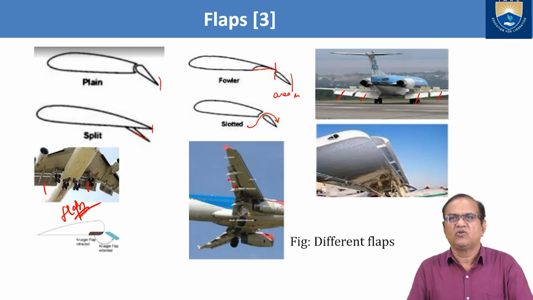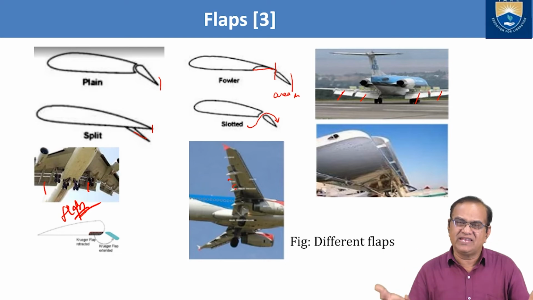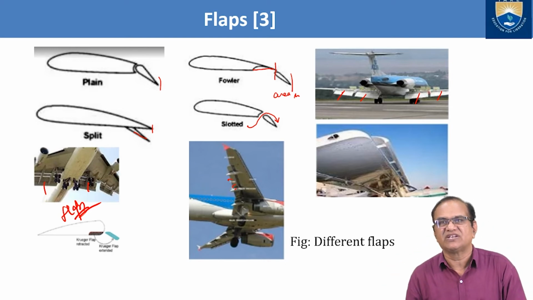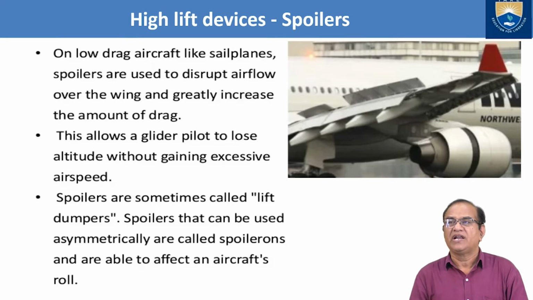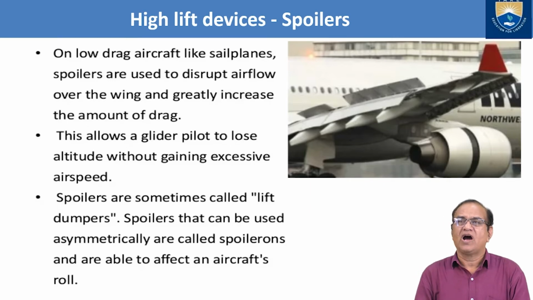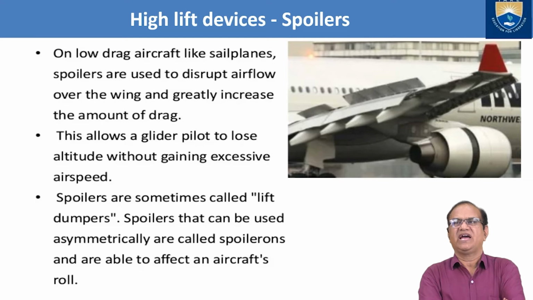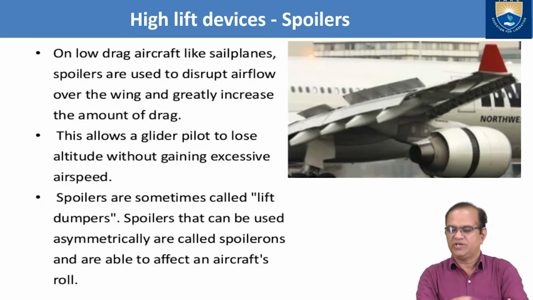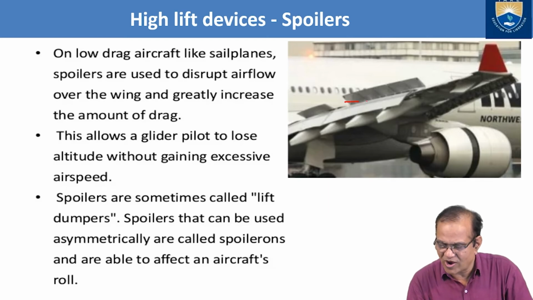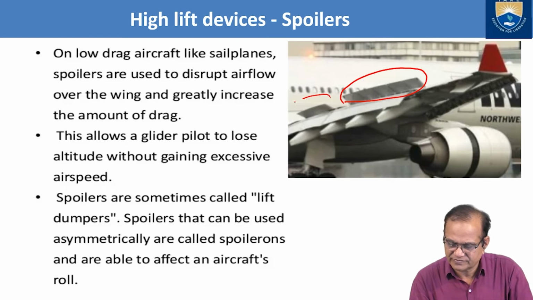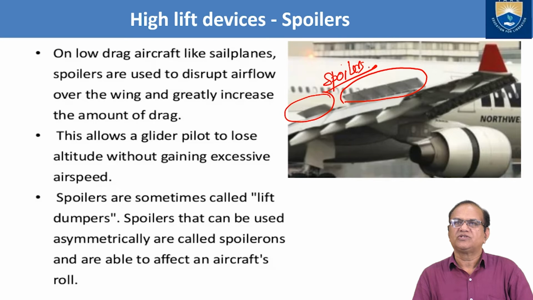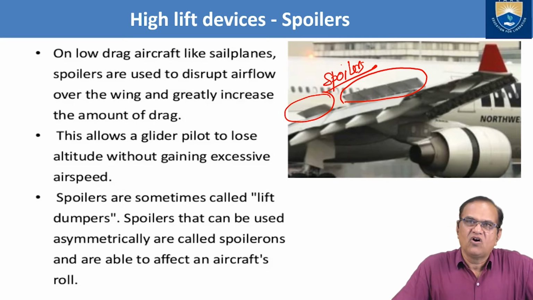So flaps are used to increase the area and increase the camber, so that the lift coefficient of the aircraft is increased. Now I will talk about the high lift devices. And in these high lift devices, we have the spoiler first. So this you can see, these are the spoilers.